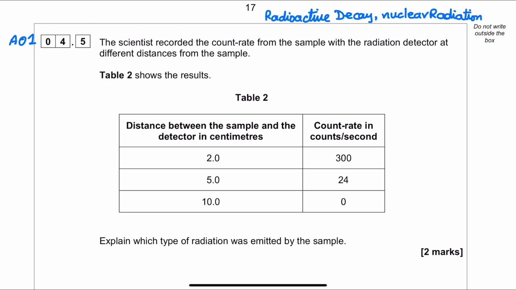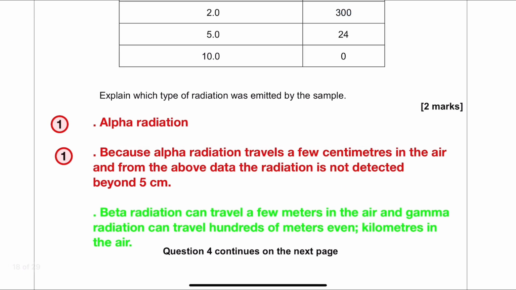If you look here, as the distance is increasing, the count rate is decreasing. So we will assume that the radiation emitted by the source is alpha radiation. We can see from here, as the distance is increasing in centimeters, the count rate is decreasing, because alpha particles travel just a few centimeters in the air. Let's see the model answer.